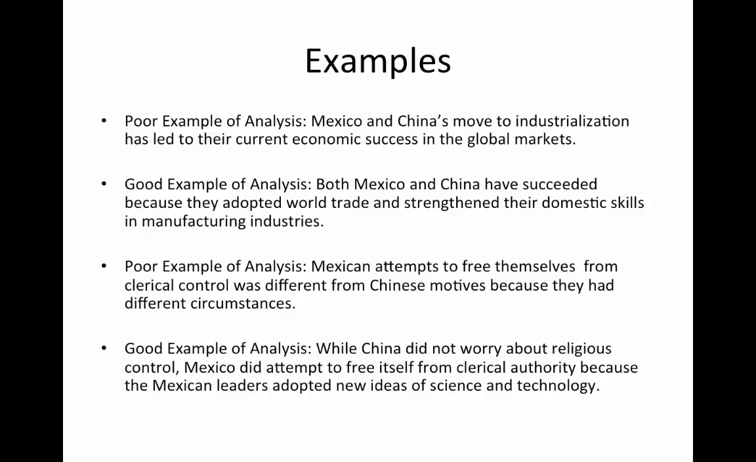"While China did not worry about religious control, Mexico did attempt to free itself from clerical authority because the Mexican leaders adopted new ideas of science and technology." Remember, this gets back to how the Mexican leaders were those people called positivists who wanted to use science and technology in order to create progress. Notice what we're saying here. China didn't have to worry about that kind of religious control because it was a traditional society, but Mexico did have to worry about that because it was trying to move into this new scientific and technological era.